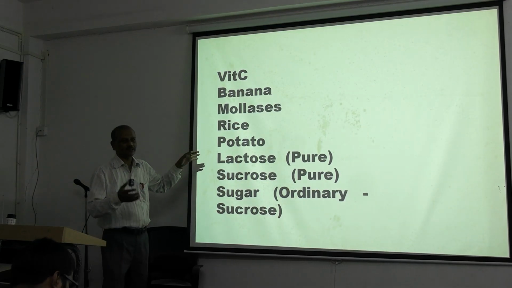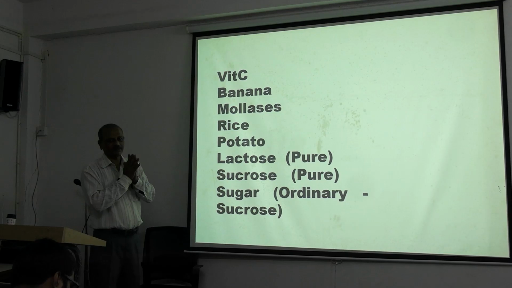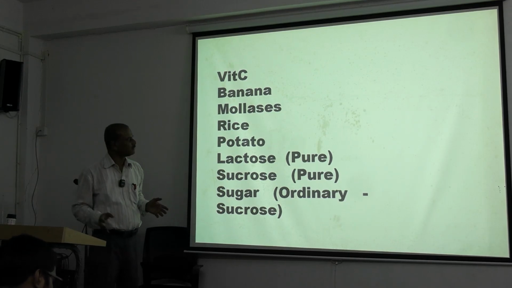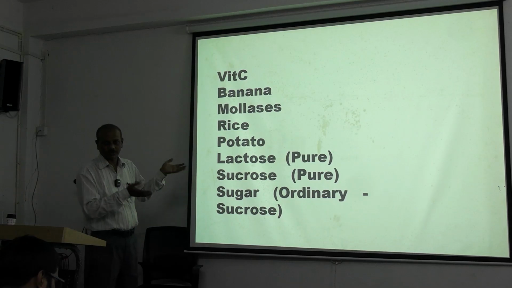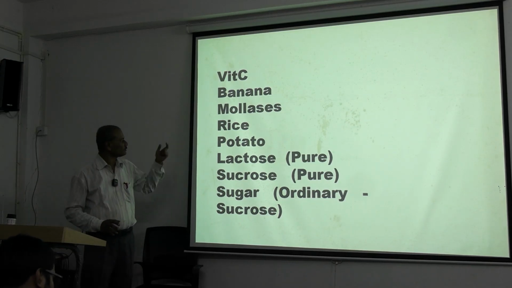Molasses, jaggery. Definitely molasses has several things; apart from sucrose there are many minerals that are there. That is by choice, molasses will be a good one as a sweetener compared to sugar.